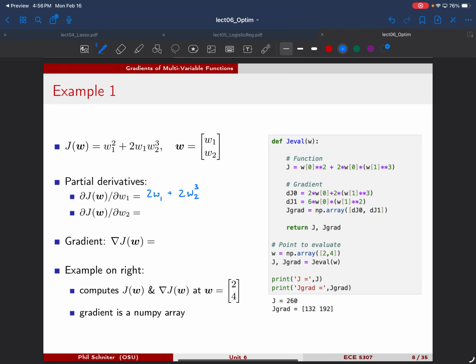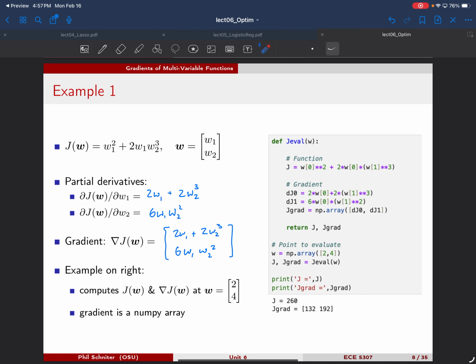And then the second one, what do we got? 6w1 w2 squared. Right, 6w1 w2 squared. Okay, and now that we have individually computed those partial derivatives, we can just stuff them into this gradient expression. And that's our gradient.